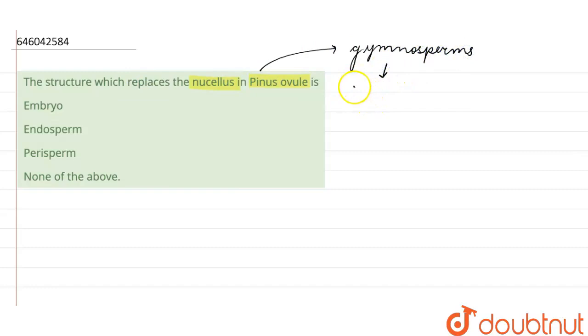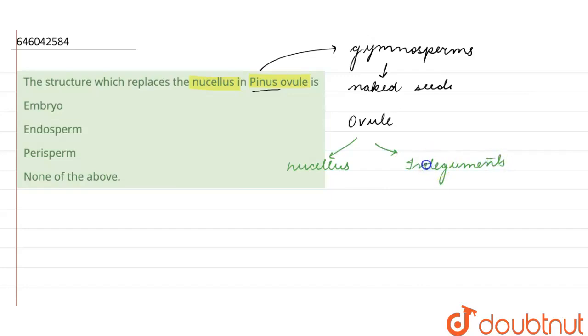Gymnosperms are those plants that produce naked seeds. That is, the seed coats are absent, and the ovule of the gymnosperm, that is the Pinus, consists of nucellus, which is enclosed within the integuments. This nucellus is the parenchymatous tissue that is nutritive in nature, that is, it provides nutrition.